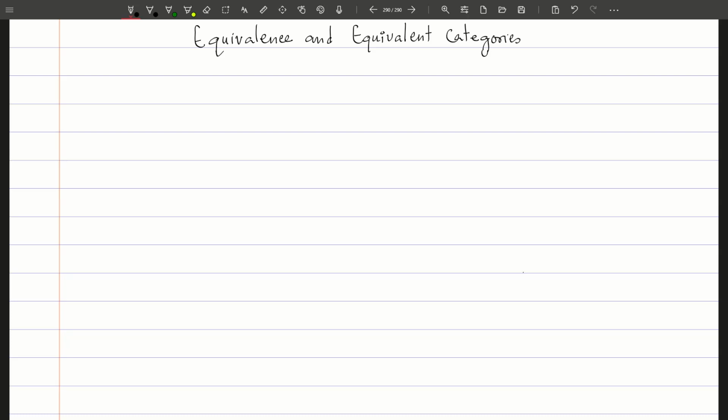Hi, I'm Shanawaz. In this lecture, we'll discuss the equivalence of categories, or equivalent categories. But before that, we'll first define when we say two categories are isomorphic. So we have this definition.